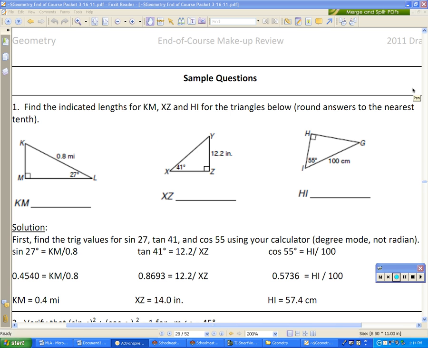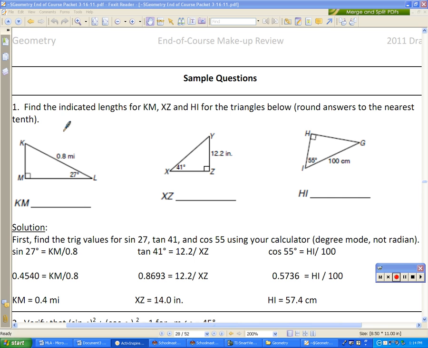Number 1, find the indicated lengths for KM, XZ, and HI. We are rounding to the nearest tenth. So for the first one, to find KM, since you know the 27 degrees, you're trying to find this side, which is the what? Opposite. You know this side, which is the hypotenuse. Which trigonometric ratio uses opposite and hypotenuse? Sine.